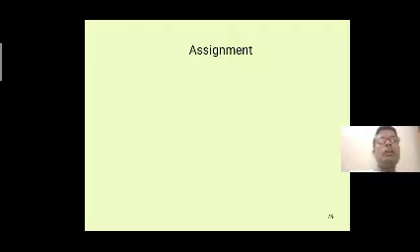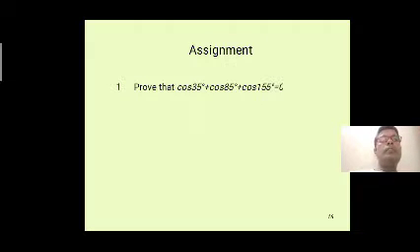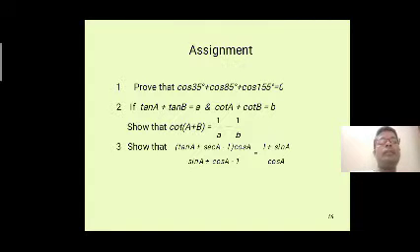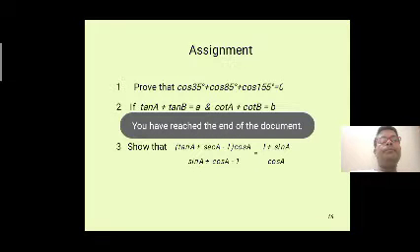Now we go to the assignment. First problem. Prove that cos 35 plus cos 85 plus cos 155 degrees equals 0. Second question. If tan A plus tan B equals A, cot A plus cot B equals B, show that cot of A plus B equals 1 by A minus 1 by B. Third question. Show that (tan A plus secant A minus 1) into (cos A by sin A plus cos A minus 1) equals 1 plus sin A by cos A.